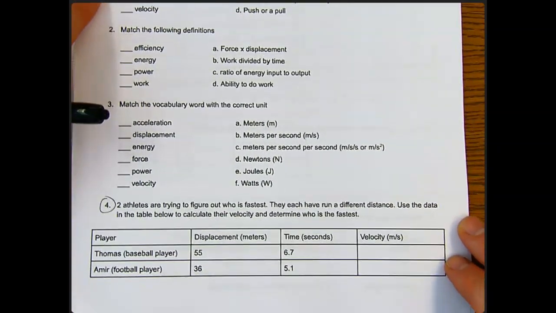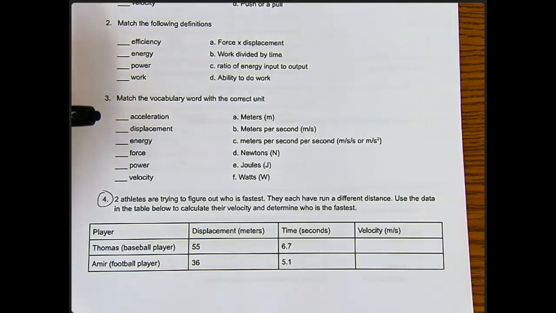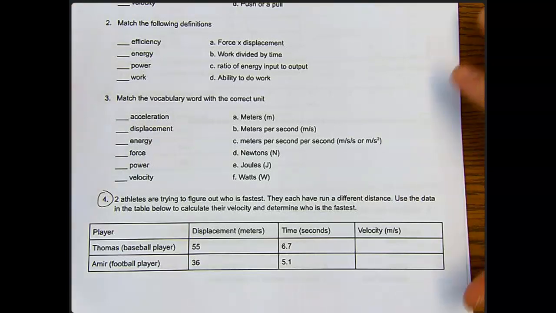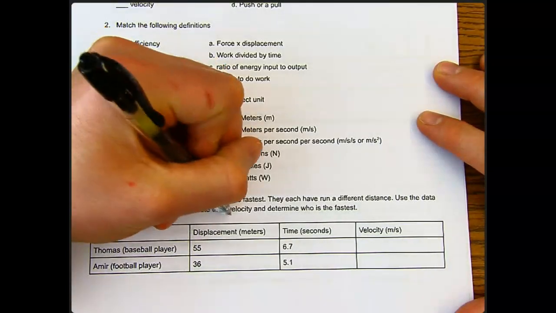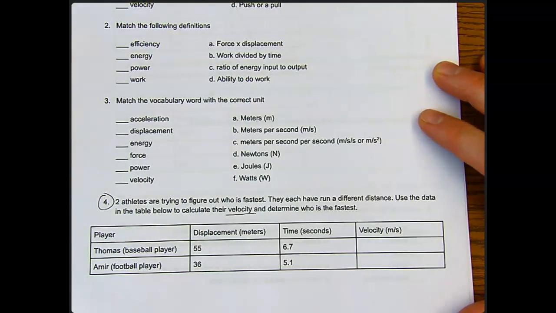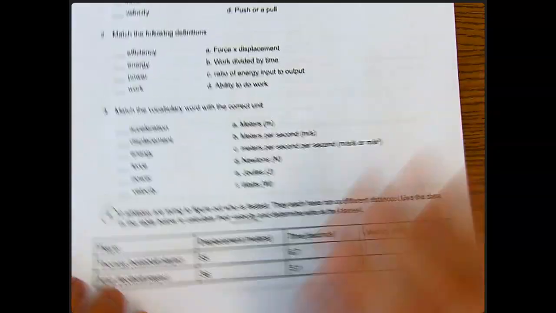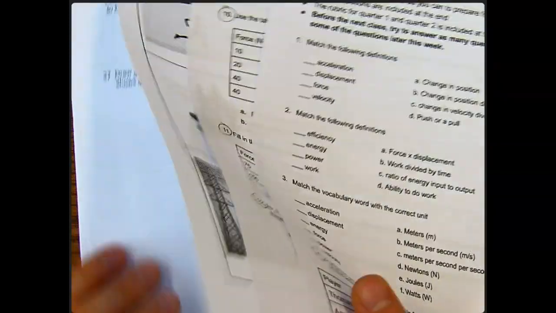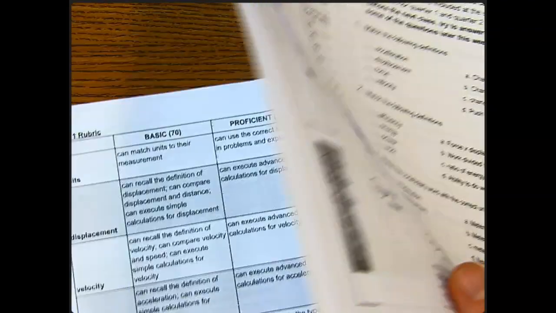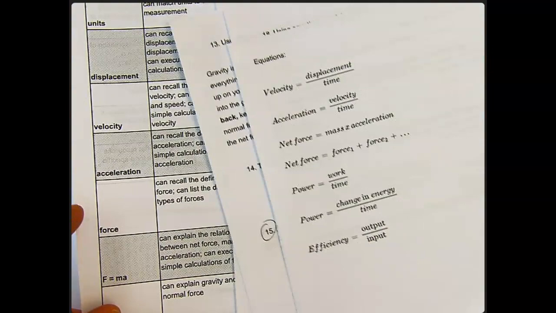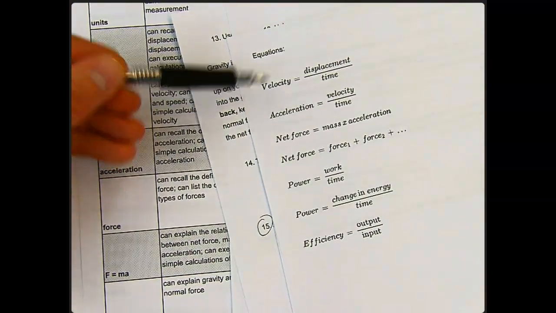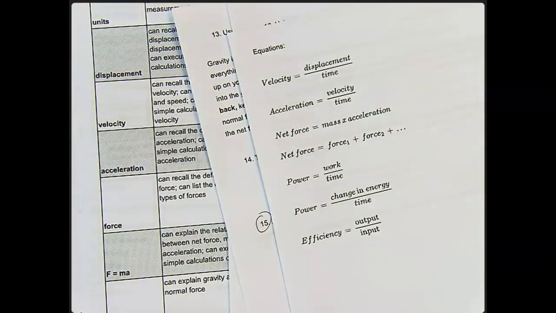So number 4 is the first one that I'll go over. You guys can read the problem for yourselves. I'll just quickly show you how to solve this one. The key idea here was we were trying to find velocity. We know displacement and we know time. Now, if you were resourceful, you might have gone to the very end of the review and you would have found some useful equations right there. Velocity is displacement divided by time. So that's the equation that we're going to use for this problem.